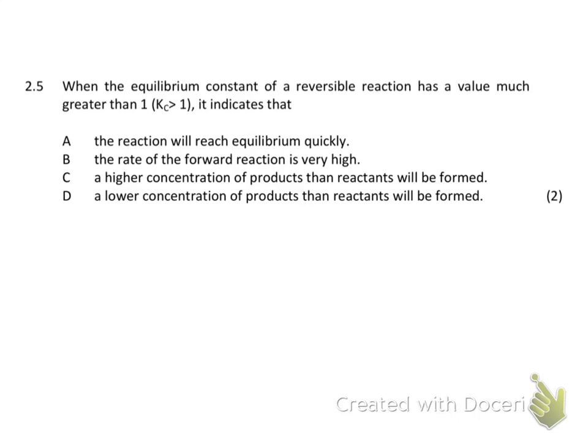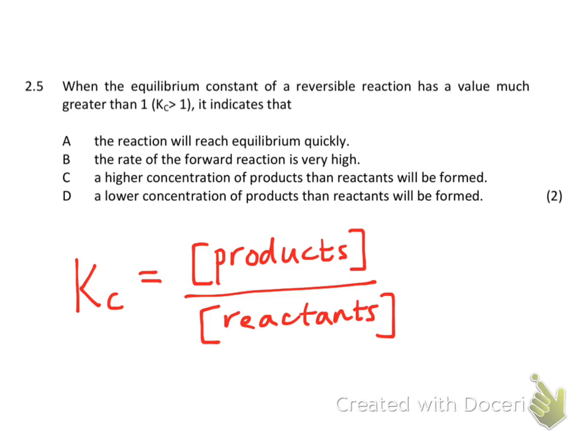2.5, equilibrium question. When the equilibrium constant has a value much greater than 1, what does that indicate? Just remind ourselves that Kc is a ratio of concentration of products over concentration of reactants. So if Kc is greater than 1, it means that the concentration of the products at equilibrium is greater than the concentration of the reactants.